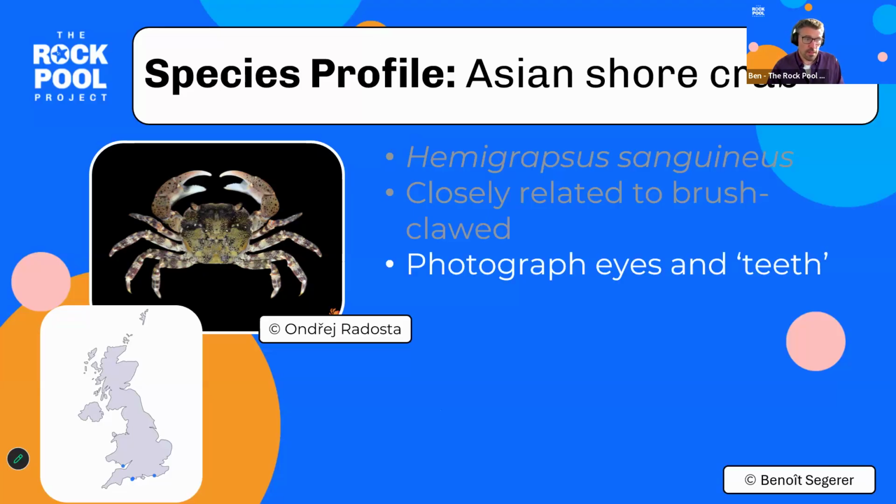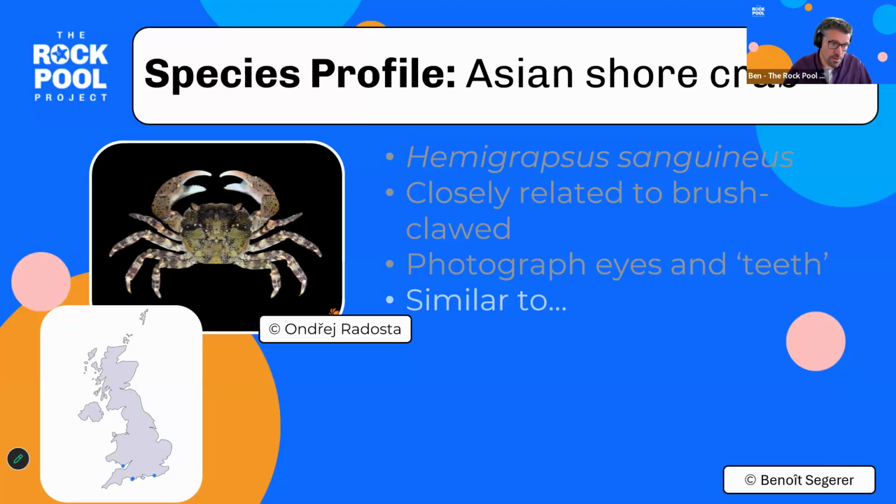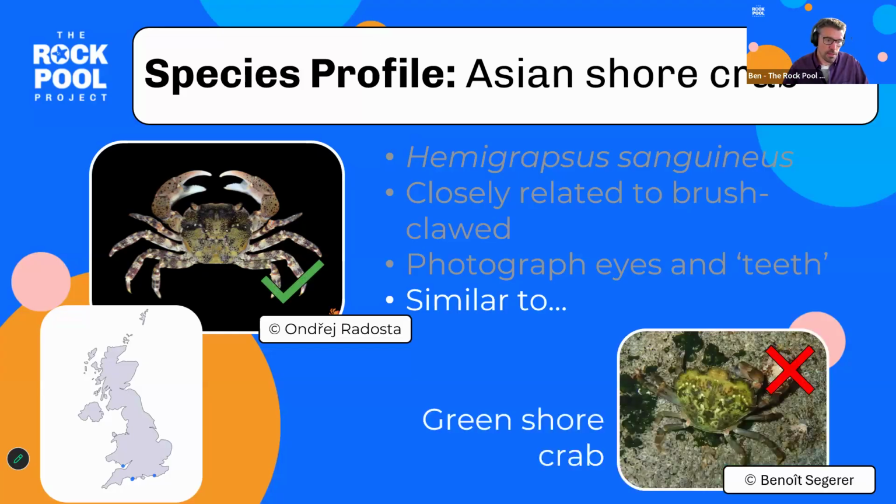If you find either of the species and you record it, then do try to get a good photograph of the eyes and the so-called teeth, which are the protruding parts around the eyes. I'll have a look at that in a second. Again, any native species you're going to confuse it with is the green shore crab.